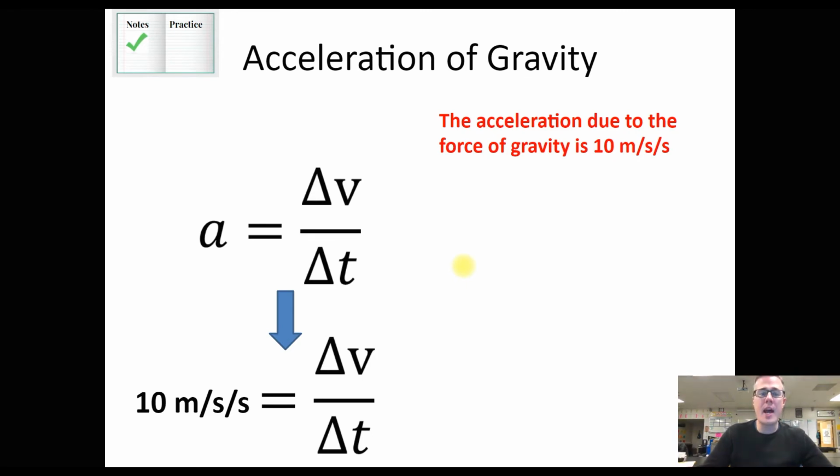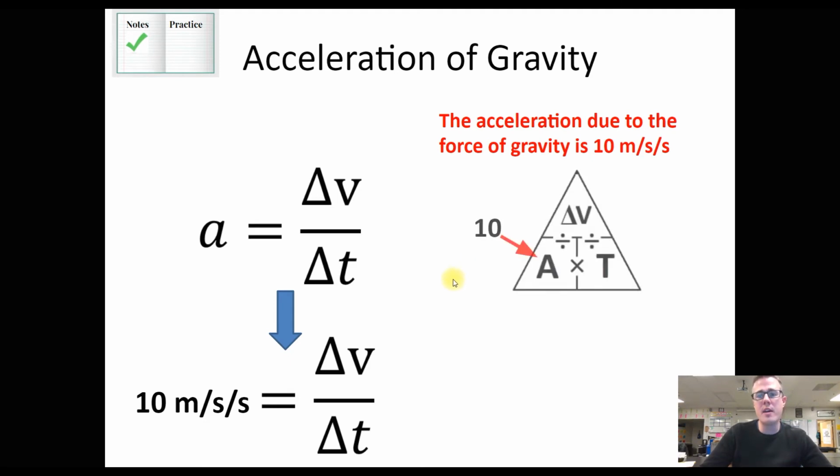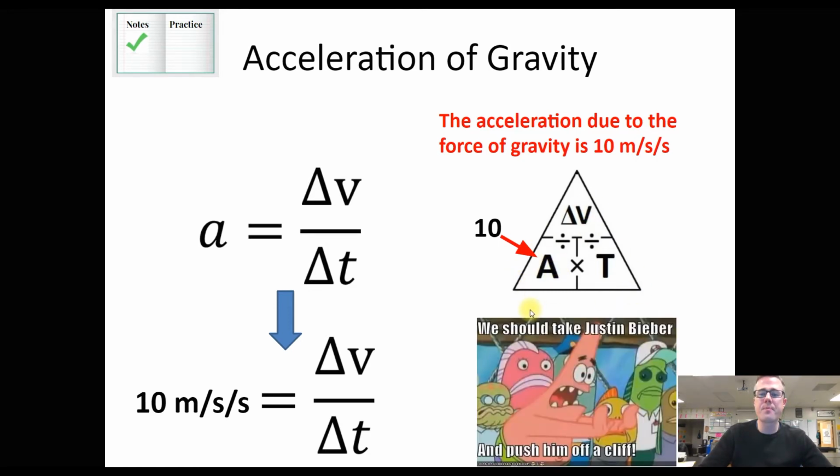And now we can figure out how fast things are going to be going if we drop them for different amounts of time, because we know the acceleration of gravity. We could also use the equation in the form of a triangle again. Just remember that the A is always 10.